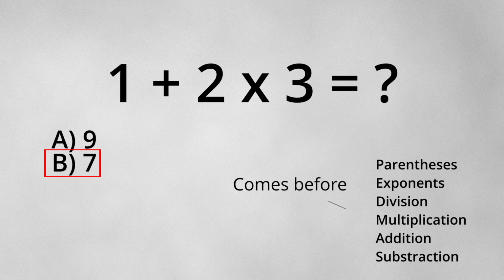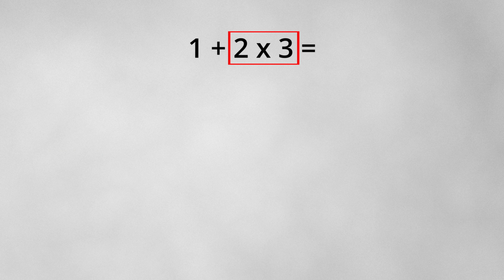Let's start with a basic equation so you understand what I mean. Here we have 1 plus 2 times 3. What does it equal? Does it equal A, 9, or B, 7? I'll give you a couple seconds to figure it out by yourself. Alright, so the answer is 7. Why? Well, because according to the order of operations, multiplication comes before addition. So you do 2 times 3, which equals 6, plus 1, 7.